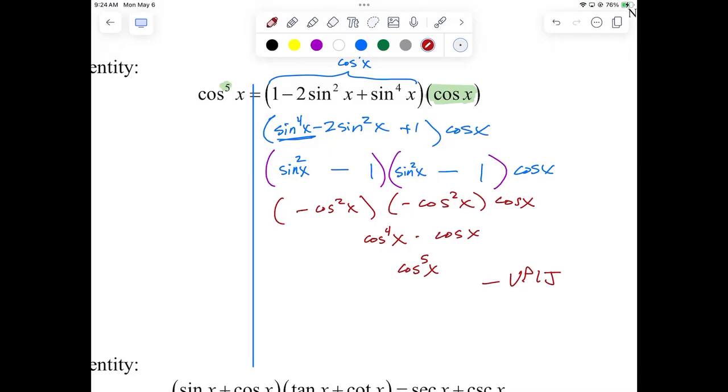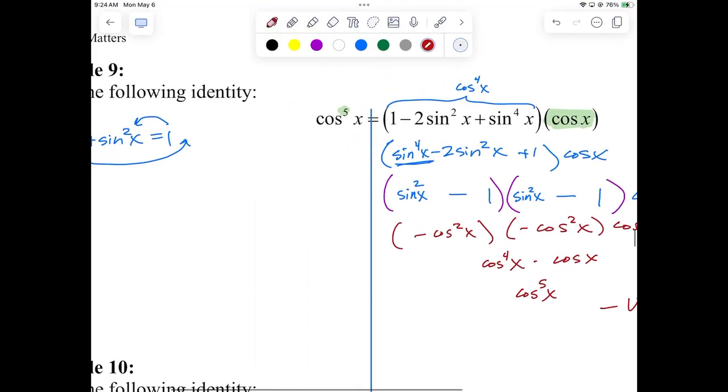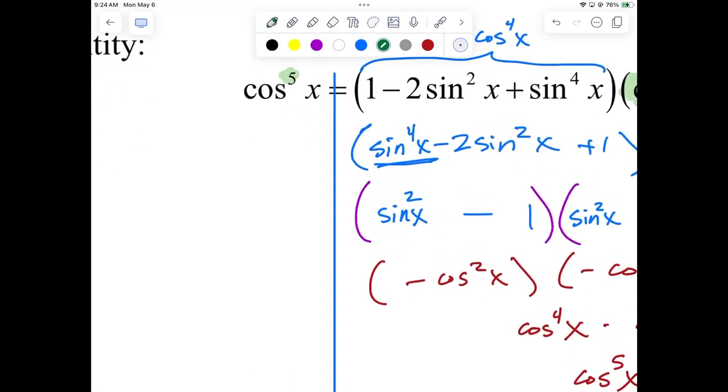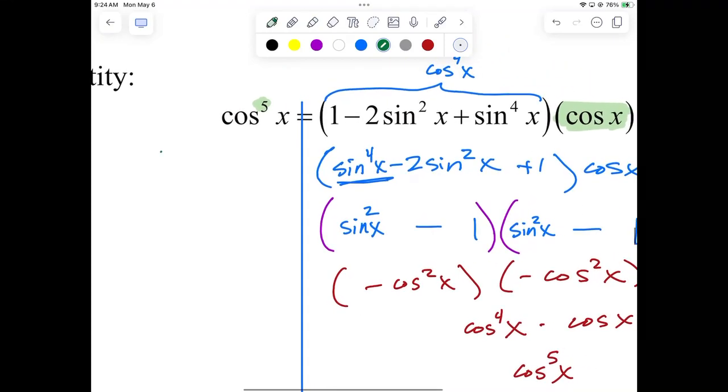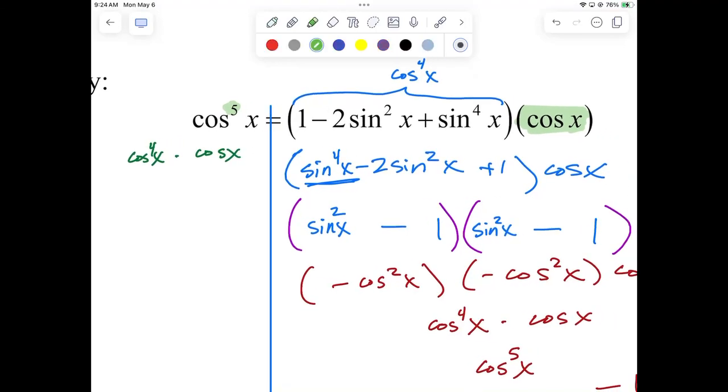Now, is that the only way to do it? No. Here's how you could have done it on the other side. You could split the atom, right? You could have said, all right, I'm going to call this cosine to the 4th of x times cosine of x. Why would I do that? I want to get one of my cosine of x's out on the side because that's what we need in our final answer. Yes? So I pull one of them out, and that leaves cosine to the fourth.